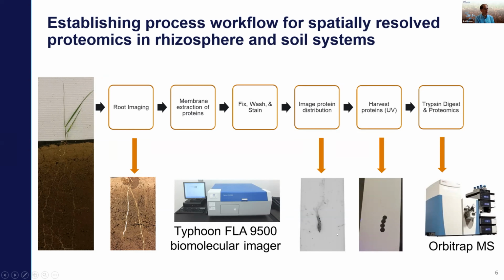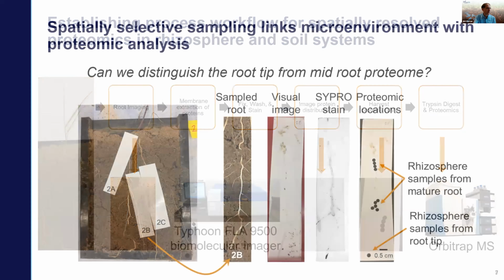In this case, you can see that we've really targeted our approach on just the proteins that we can extract from the root tip versus a more mature rhizosphere up the distance of the root. We've taken these membrane pieces, we digest the proteins to peptides right on that membrane piece, and then we can apply Orbitrap mass spectrometry to perform proteomics.